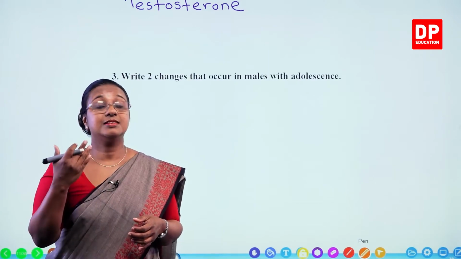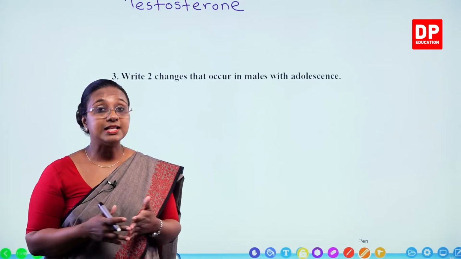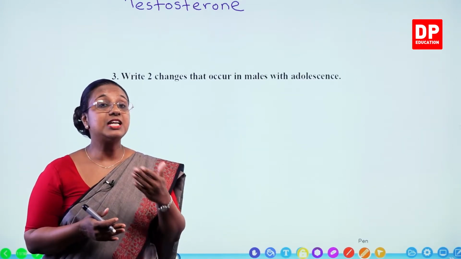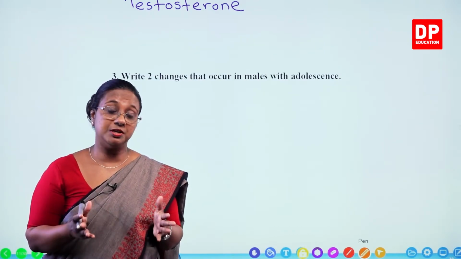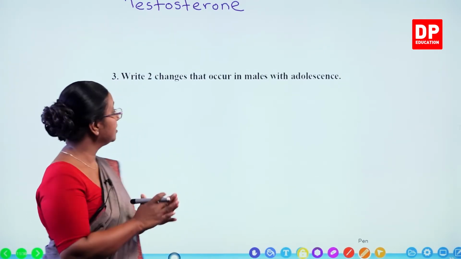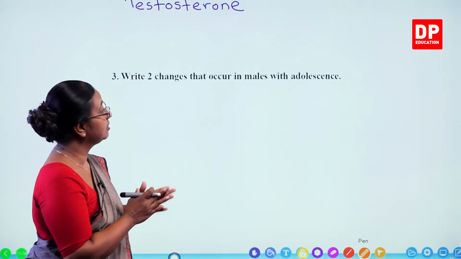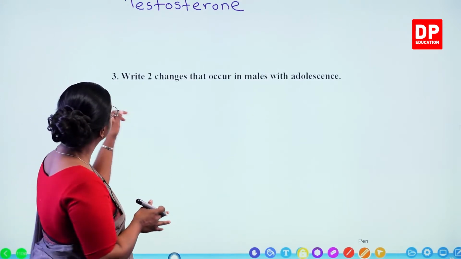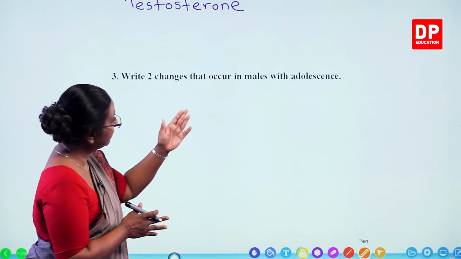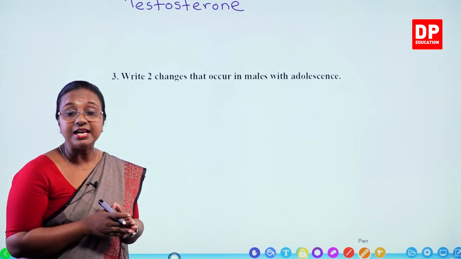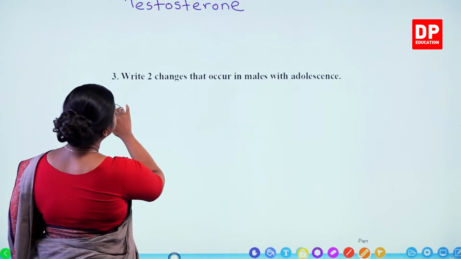The larynx enlarges and also the voice becomes deeper. What are the other changes? The genitals start to grow large and also the testes start to produce sperms. Those are the changes associated with the development of secondary sexual characteristics during adolescence of males. So here the question is to write 2 changes that occur in males with adolescence. So you can write any 2 changes. I will write the first 2 changes.